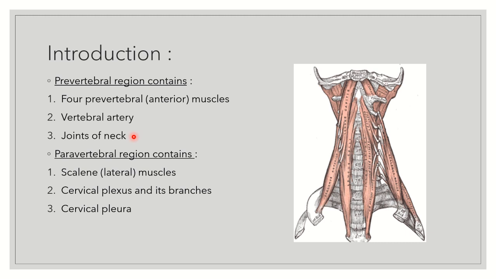Similarly, the paravertebral region contains scalene or the lateral vertebral muscles, cervical plexus along with its branches including phrenic nerve, and the cervical pleura.